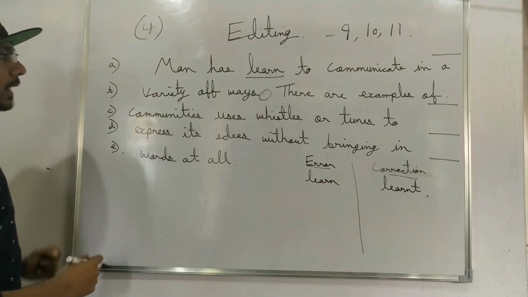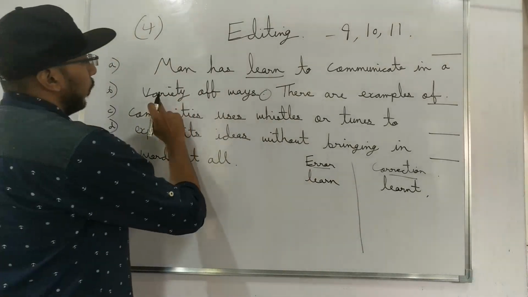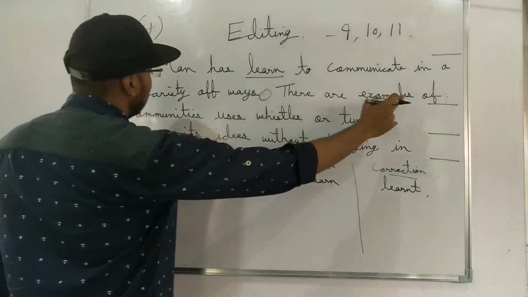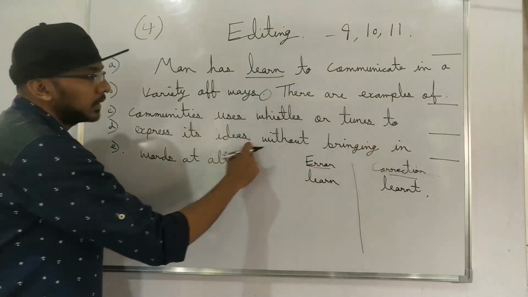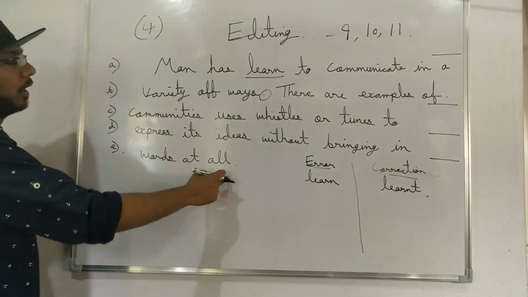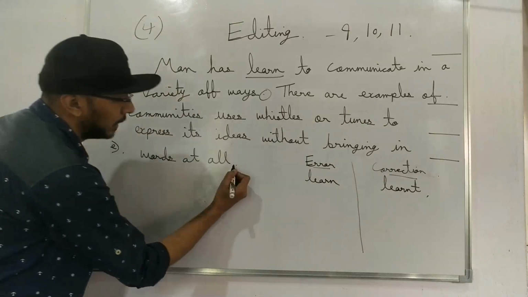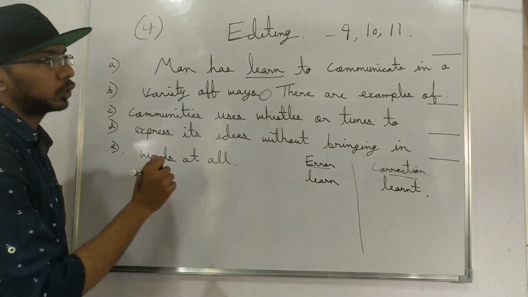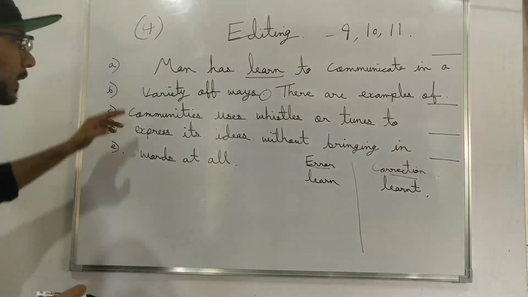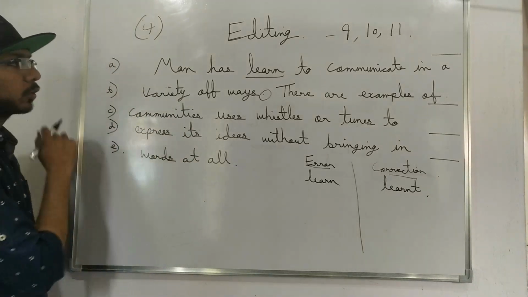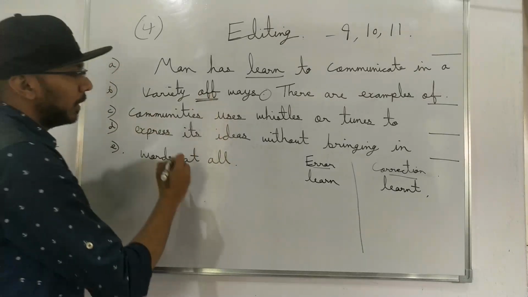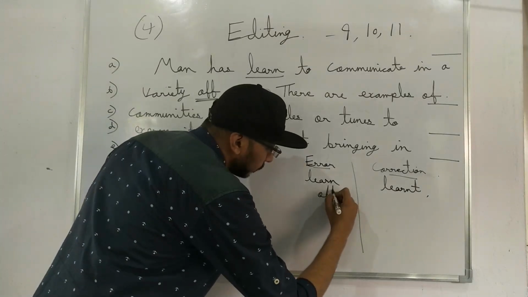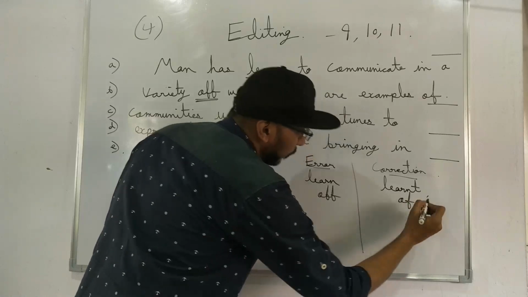Now let's come to the second line. Variety of ways, full stop. There are examples of communities uses whistles or tunes to express his ideas without bringing in words at all. Now I read it completely because the sentence ends here. There is no full stop in between. But the error is in the second line only. So what could be the error? See, this off here is the error. It will be replaced with off with a single F.